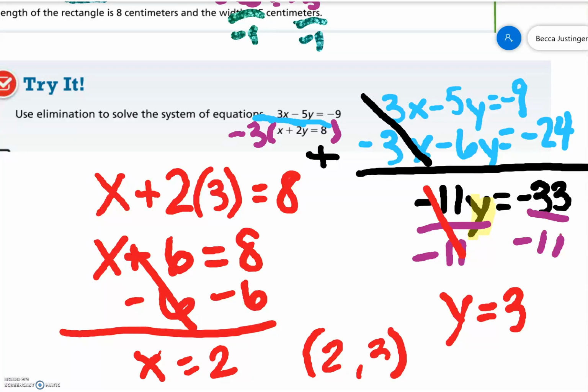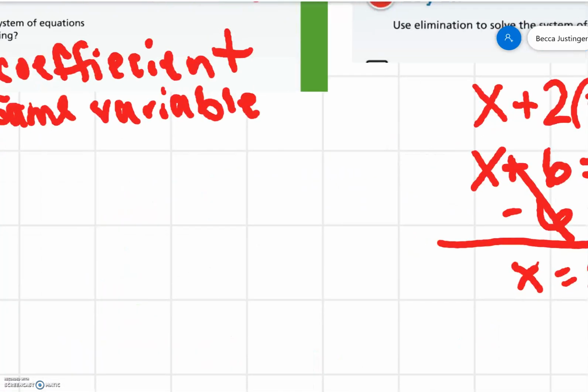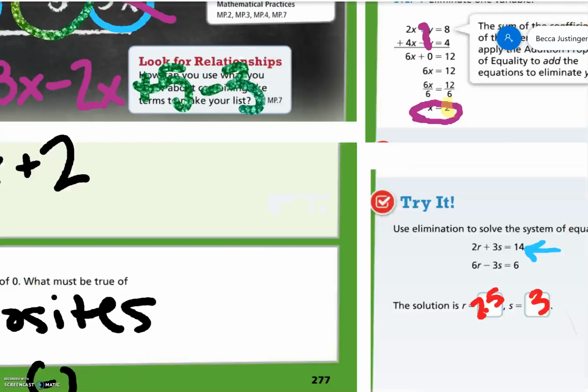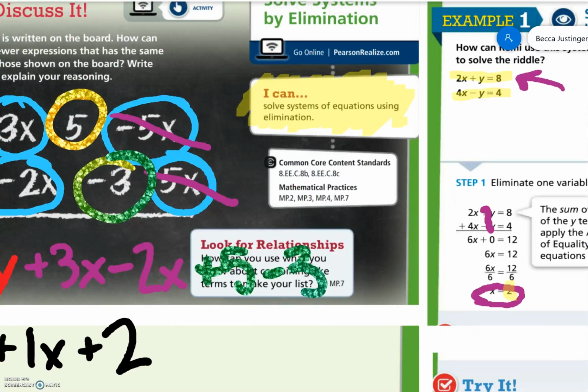Cool. All right, 8th grade, let's say it. I can solve systems of equations using elimination.